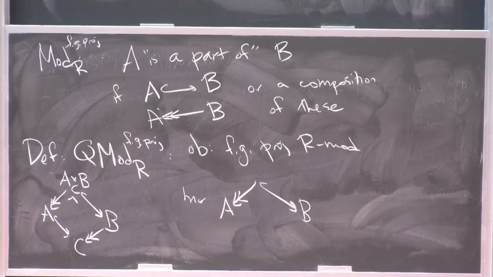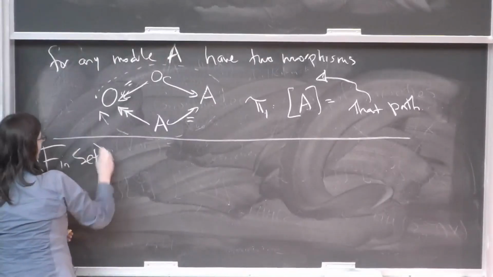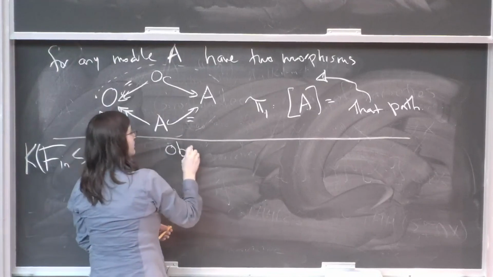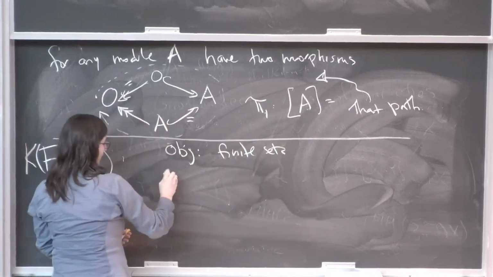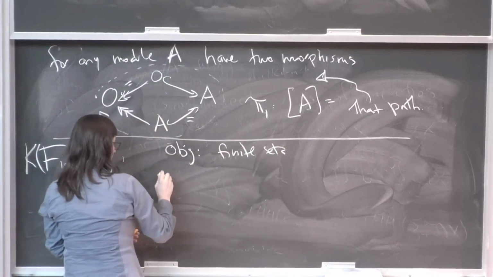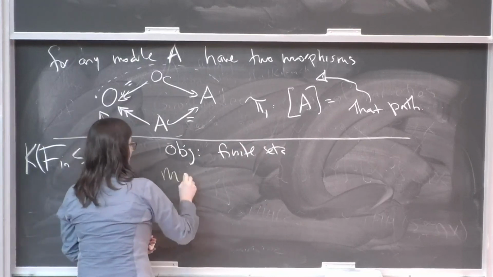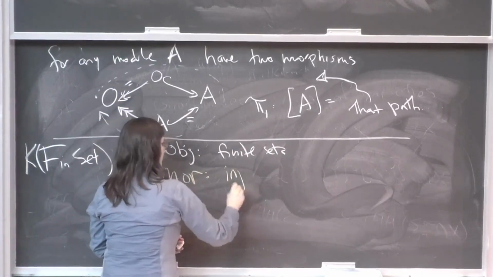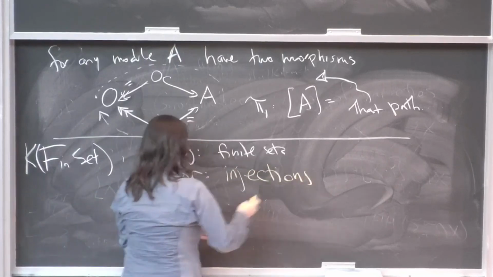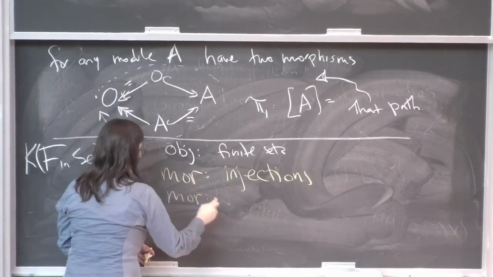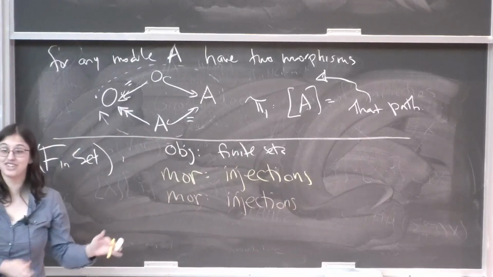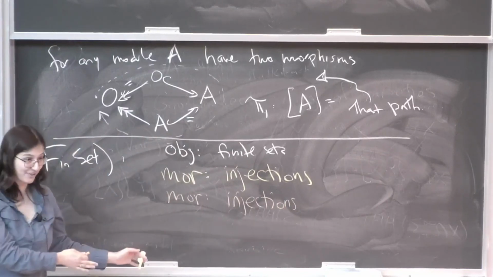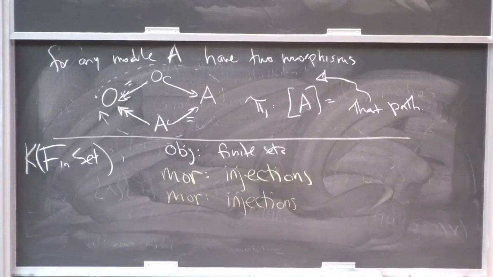So we're going to define the K-theory of finite sets. Notice that we have objects, which are finite sets, and we have two kinds of morphisms. I'll call them yellow morphisms and orange morphisms. We have the yellow morphisms, which are injections, and we have the orange morphisms, which are injections. But there are two different kinds of injections, the yellow ones and the orange ones. And now what we need is a way of commuting them past each other.